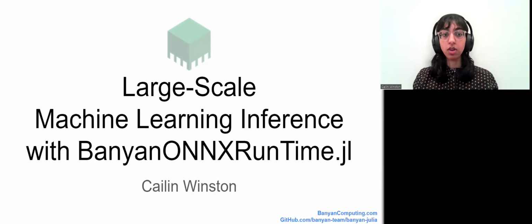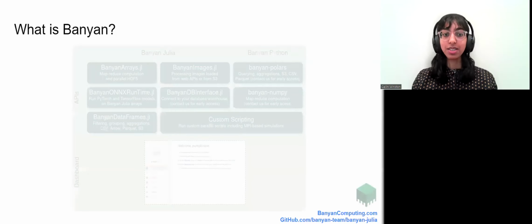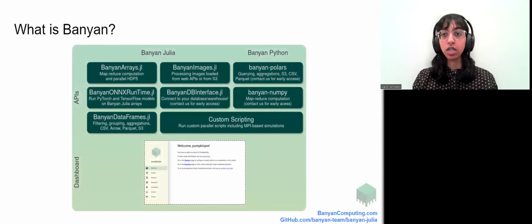Today, we'll be talking about the BanyanONNXRunTime.jl package, a package for large-scale machine learning inference in Julia. But before I dive into ML inference and what ONNX is, let's first talk about what Banyan is. Banyan is a suite of packages spanning both the Julia and Python programming languages, as well as a complete platform for large-scale data processing in the cloud.